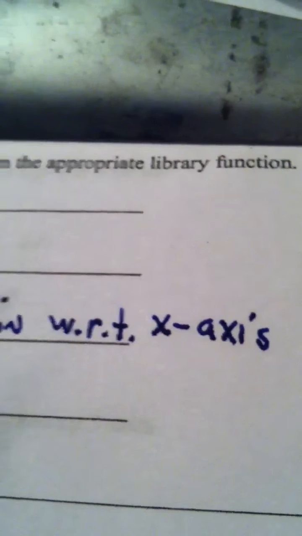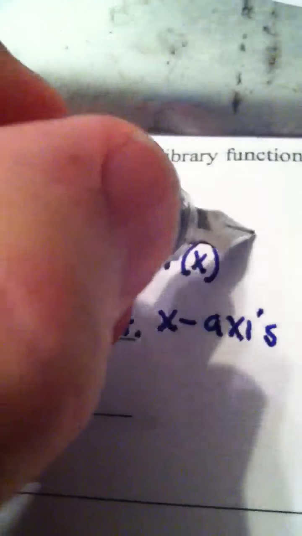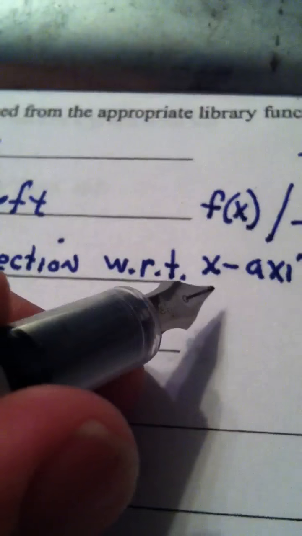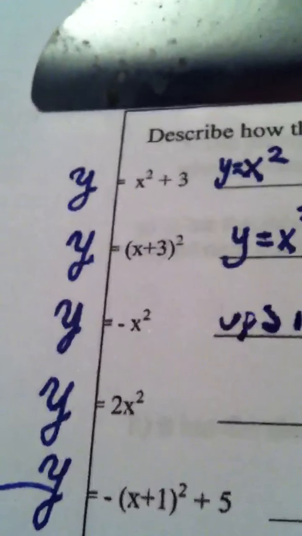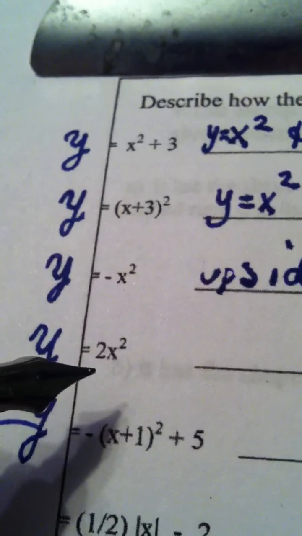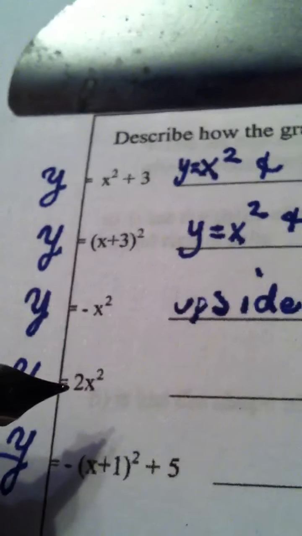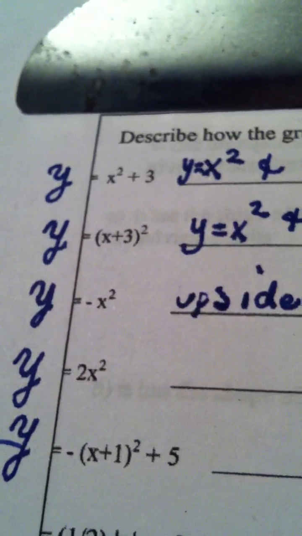And what I want you to get in your brain is this. If I start with the function f of x, but then I multiply by a negative 1, this new function, the opposite of f of x, is always going to be a reflection with respect to the x-axis. When the original function gets multiplied by negative 1, that's what we're going to get. Now, 2x squared. Okay, this doesn't change the direction because 2 is still positive. But what it does change is how quickly the graph rises.